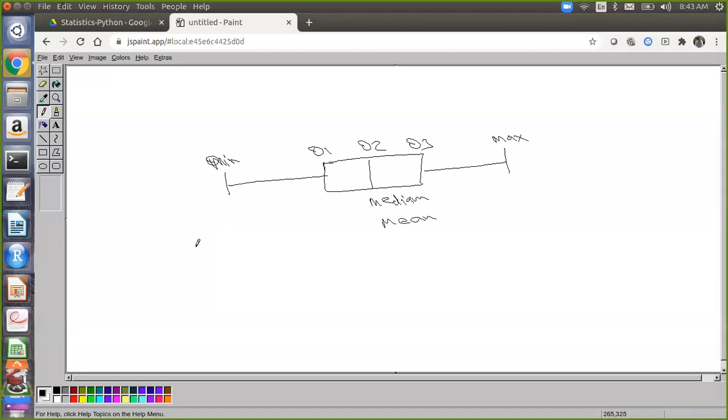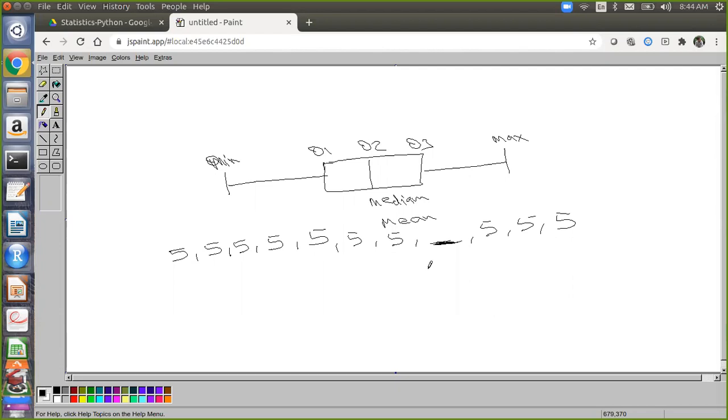A simple example I'll take. Suppose I have one data set, suppose this is the data set, and suppose this is the one value which is missing. Now, what do you think should come into this missing place? 5. Yes. So one way is you directly see the data and decide what value should come.